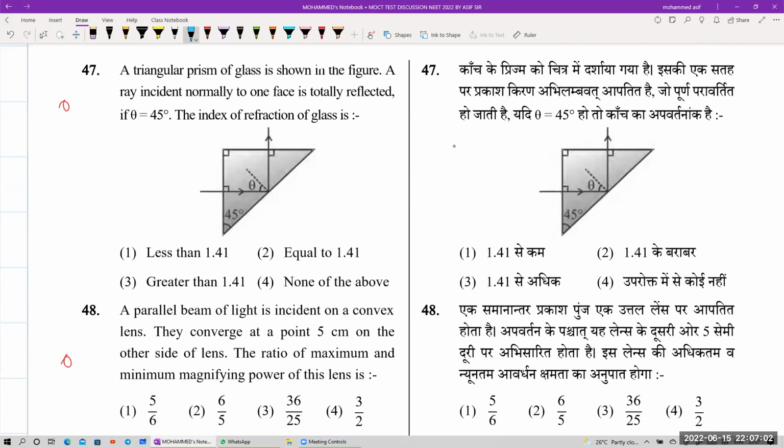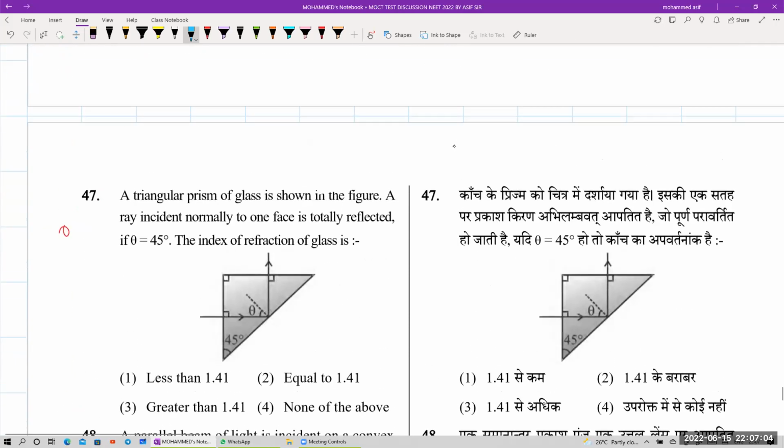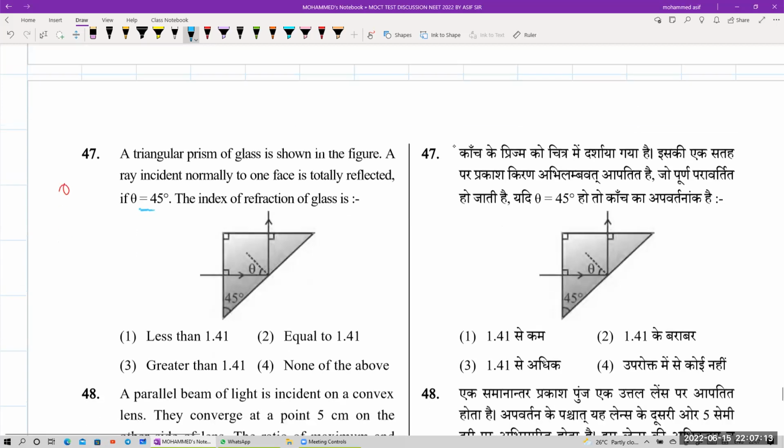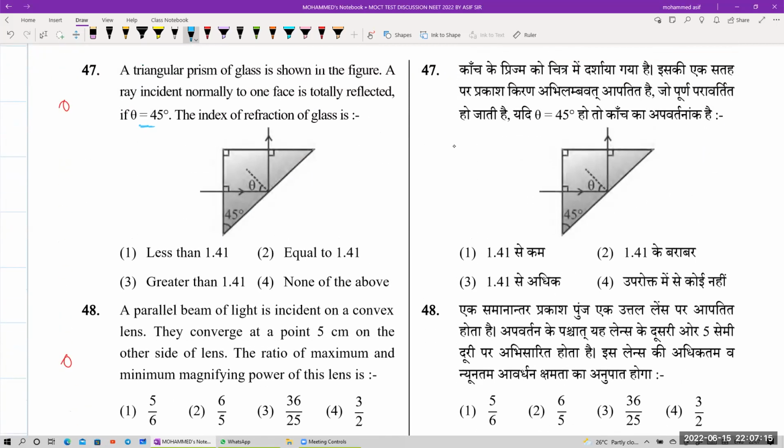Then optics का question है. optics का question आप आराम से कर सकते हैं. And देखो बेटा, a triangular prism of glass is being shown in the figure. A ray is incident normally on one face which is totally reflected. If theta is 45 degrees, then the refractive index of the glass will be equal to how much?